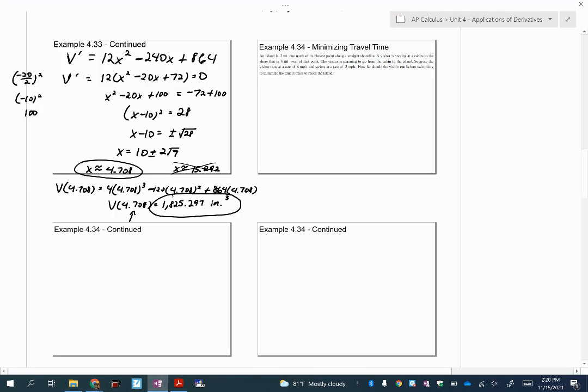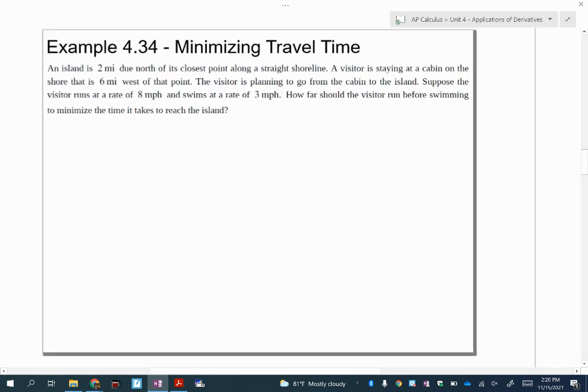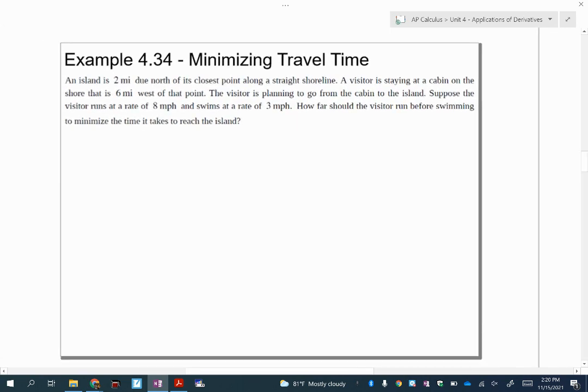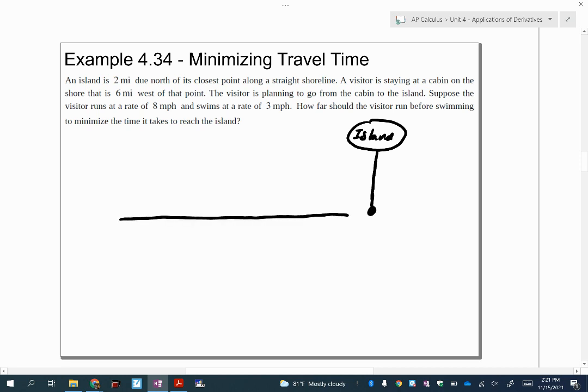Okay, so for the next one, we're going to talk about this problem where we're trying to minimize travel time. So we have an island. So I'll draw a little picture here. It's not going to be great, but we have an island. All right, that is 2 miles due north of the closest point along a straight shoreline. So here is the shoreline. All right, and that's going to be 2 miles here.